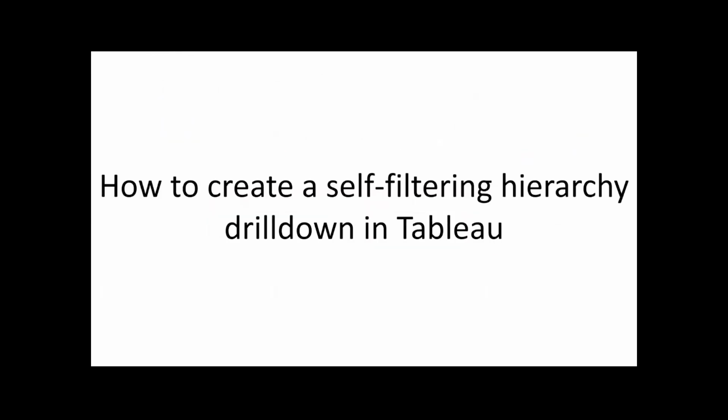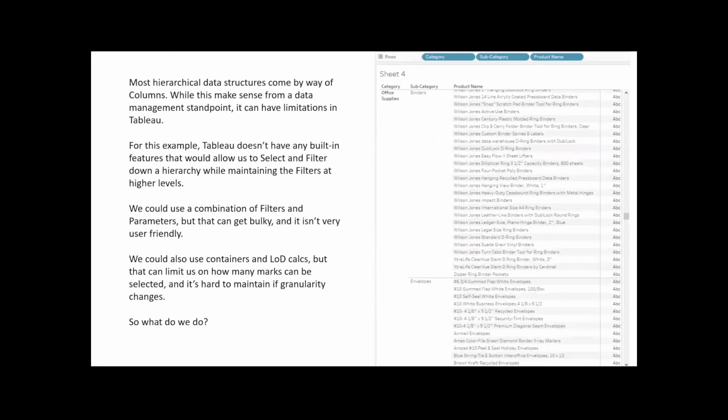So I'm going to give an example. I'm going to talk through this step by step on how to create a self-filtering hierarchy drill down in Tableau. So if we think about Superstore, which I'm sure everybody that's on this call or is going to be listening to this recording is familiar with, one of the hierarchies that come with it is category, subcategory, and product. And each of these are different columns within that data source.